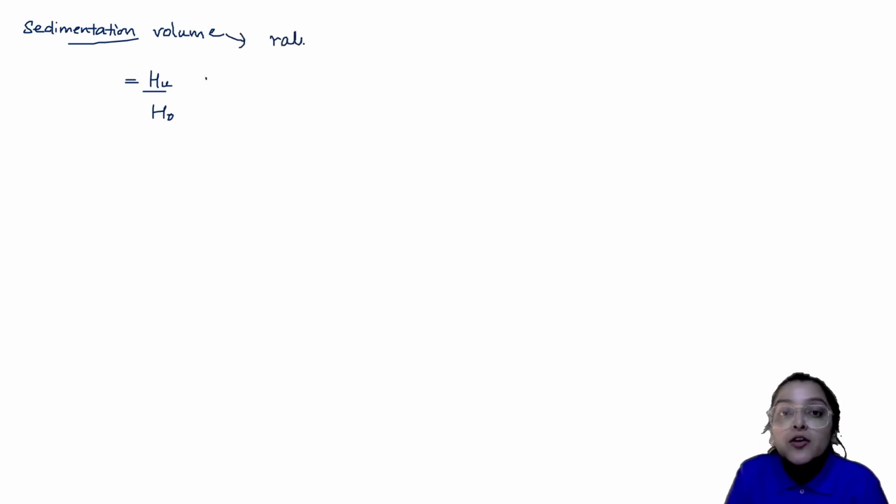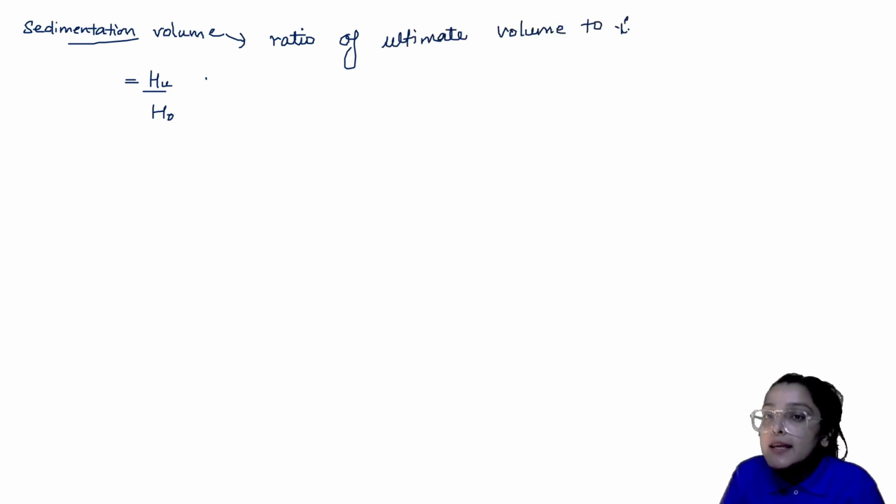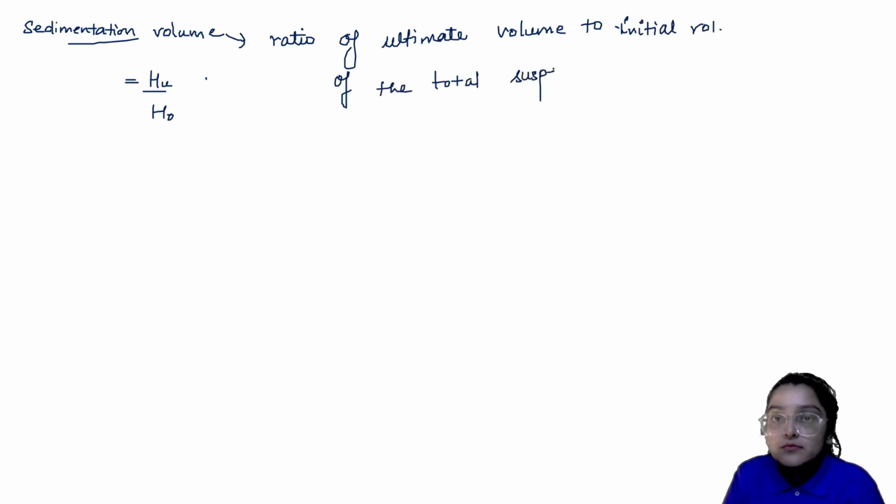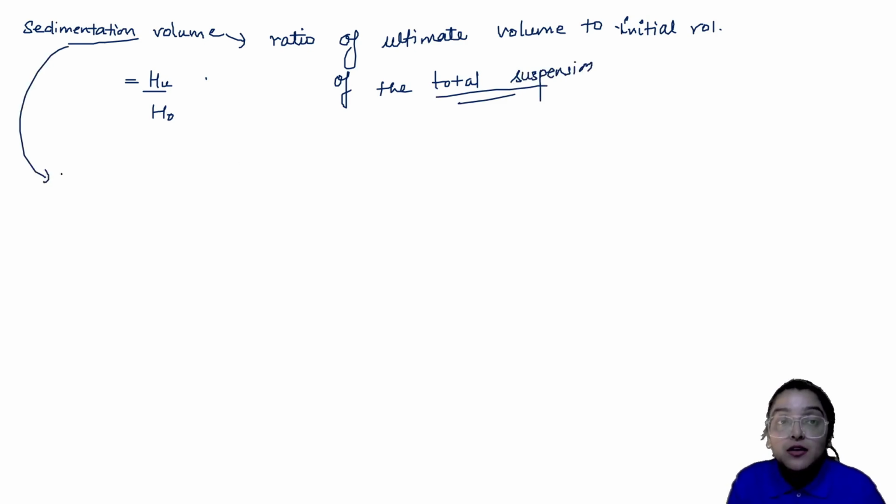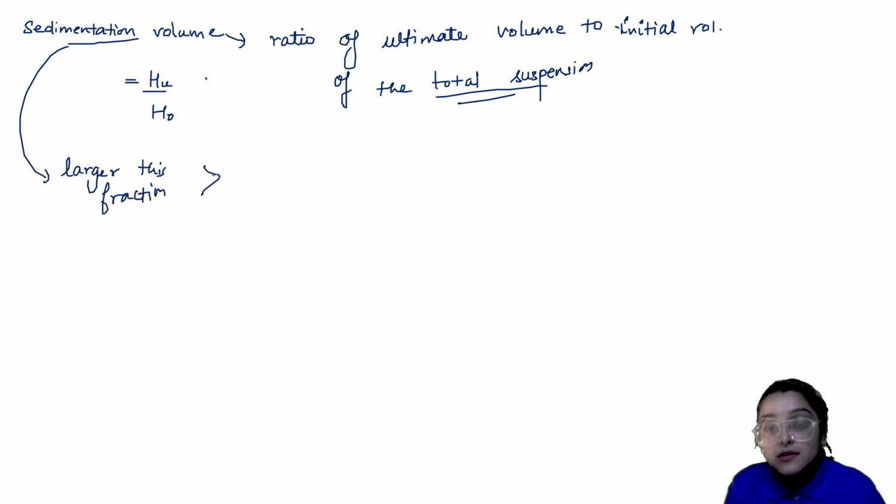It is the ratio of ultimate volume to the initial volume of the total suspension. Okay students, so this indicates that the larger this fraction is, the better the suspendability.